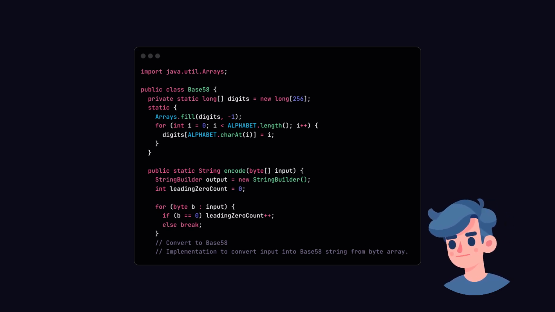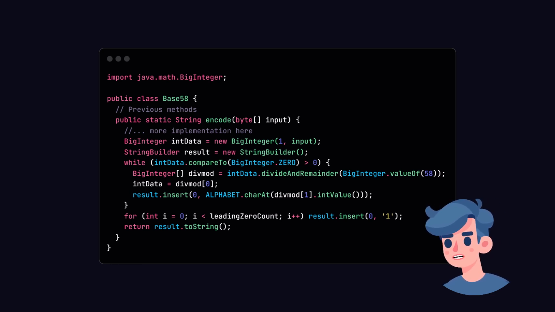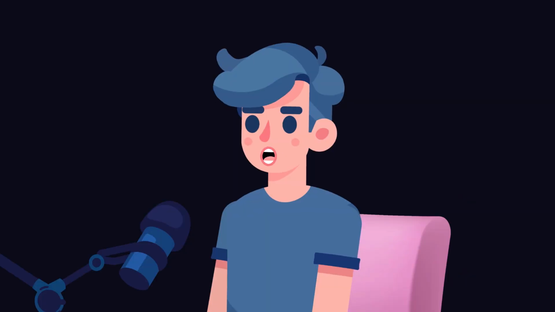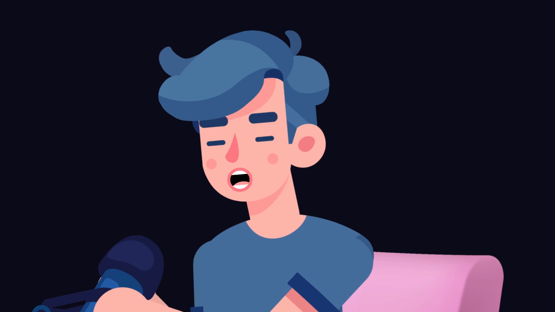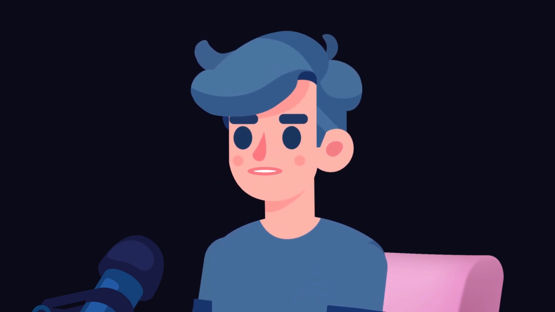Next, let's implement the base58 encoding function. In the encode method, we're handling leading zeros, which is crucial because in base58 encoding 1 represents 0. We continue to implement the overall conversion algorithm to complete our encoding logic. Now we have the complete base58 encoding. When you run the Bitcoin address generator class after this addition, you will see proper Bitcoin addresses outputted.